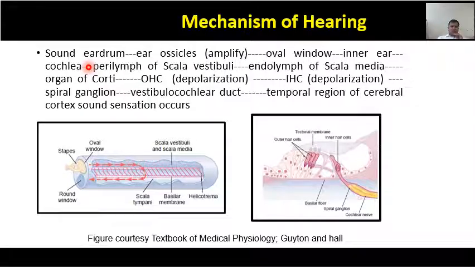So the sound passes through the perilymph of the scala vestibuli, and through it passes into the endolymph of the scala media. In the scala media, the organ of Corti is present, which contains outer hair cells. So the sound comes to the outer hair cells, and it depolarizes the cells, and now the action potential moves to the inner hair cells. And through the inner hair cells, it goes to the spiral ganglion, to the vestibulocochlear nerve, and it comes to the temporal region of the cerebral cortex where hearing occurs.